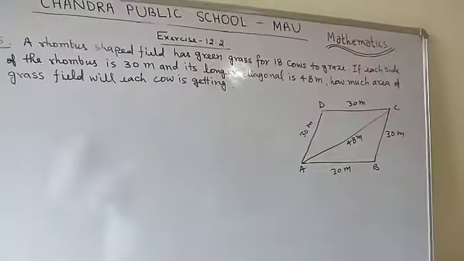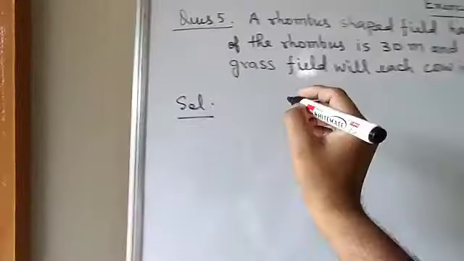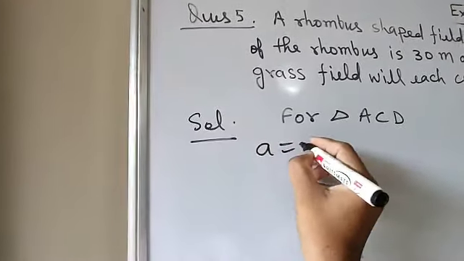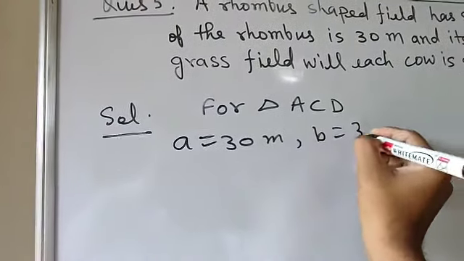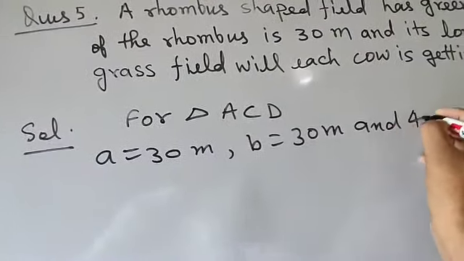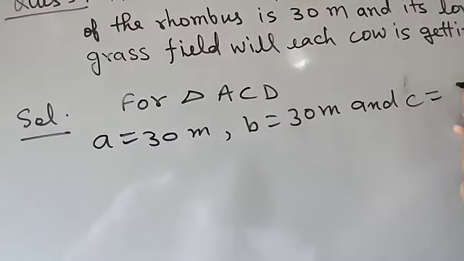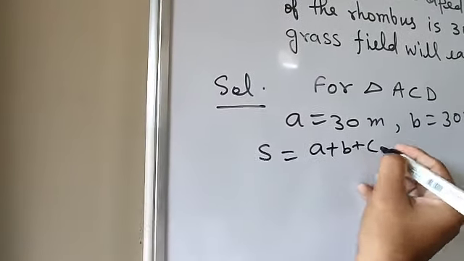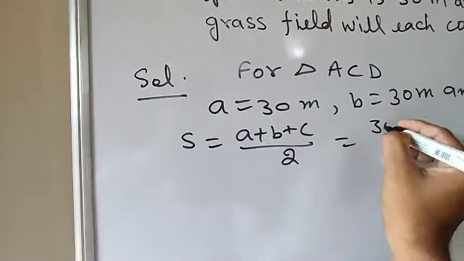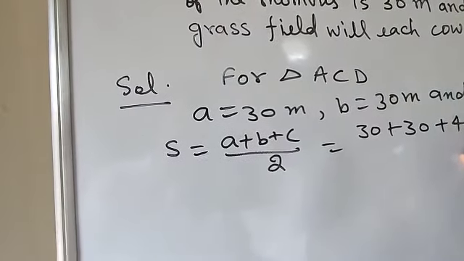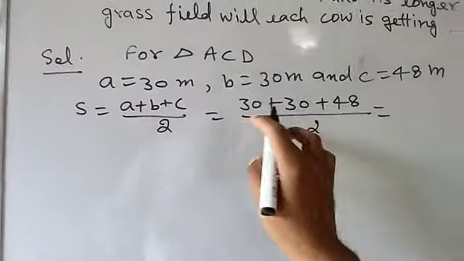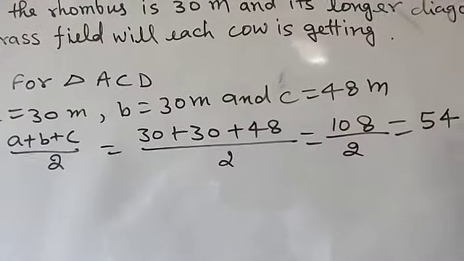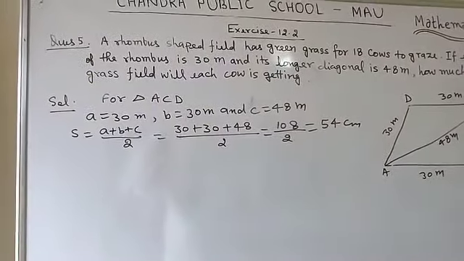So here I am going to find the area of the triangle ACD. Three sides are given: a is 30 meter, b is 30 meter, and c is 48 meter. Now s equals a plus b plus c upon 2, that is equal to 30 plus 30 plus 48 upon 2, that is equal to 108 upon 2, that is equal to 54. So here I got the value of s, that is 54.